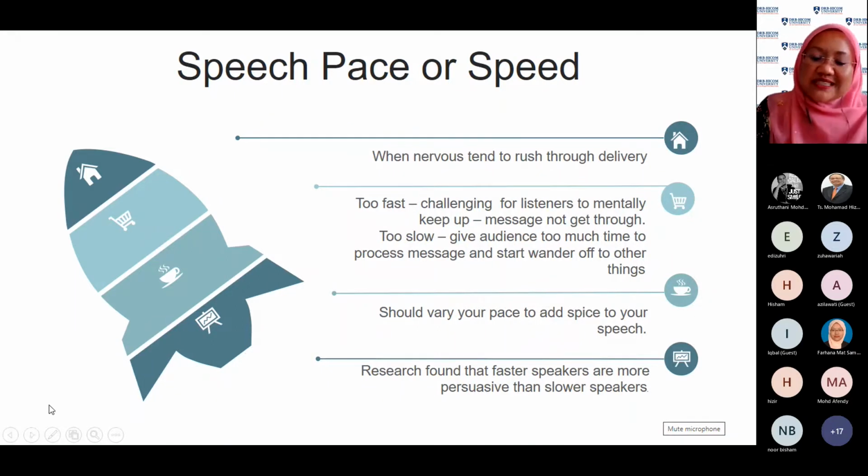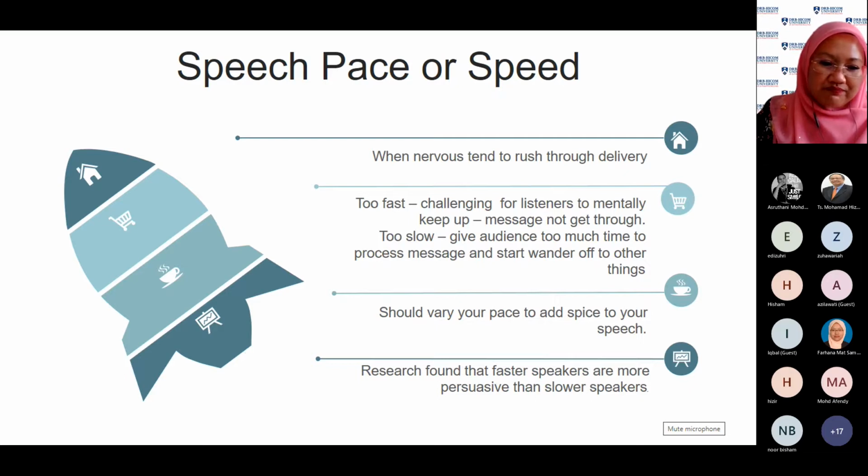Research found that faster speakers are more influential or more persuasive than slower speakers. I don't know about you, but to me, if I see someone who can speak very fast or go through the presentation very fast, I feel that I would give more attention to him or her, and I also tend to listen to the content more than looking at the person itself. So the personality or the delivery part, not so much the body language, I will not look at that. I'll just focus on the message. So this is actually proven by research.